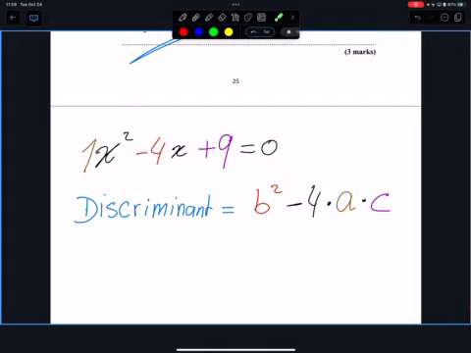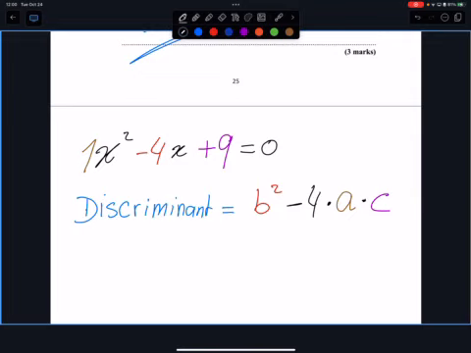So you have a quadratic equation. What is a? The number in front of the x squared. That is a. The number that has a regular x, that is b. And the constant number is c. So a is 1, b is minus 4, and c is plus 9.